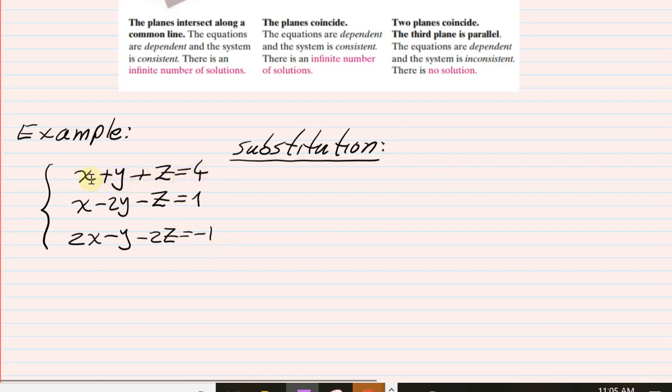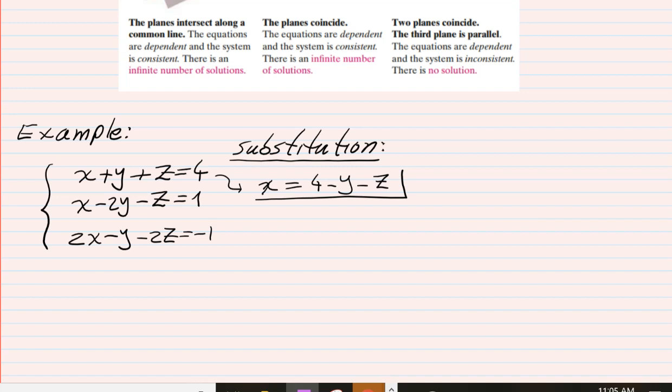It doesn't really matter whether it's x, y, or z. Any variable that has a coefficient of 1 would work. So I'm going to solve for x in the first equation. That means I'm going to keep x and move y and z to the other side. And there we have it. I've solved that equation for x. Then I'm going to substitute for x in the second equation. Substituting for x in the second equation becomes 4 minus y minus z, right? That's what x is.